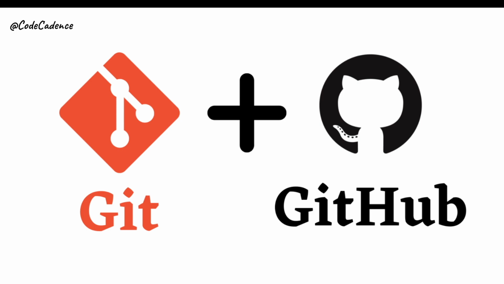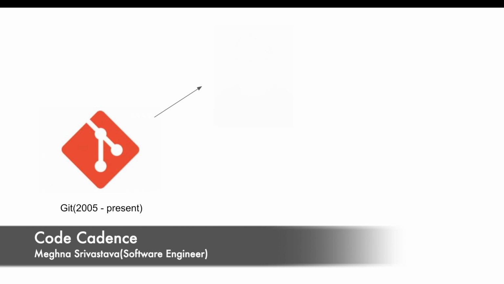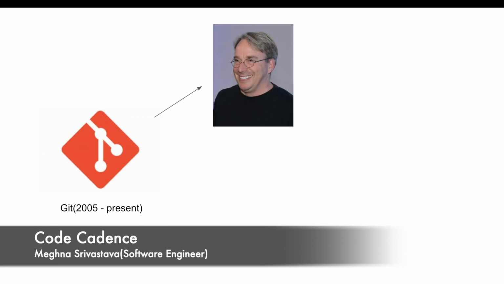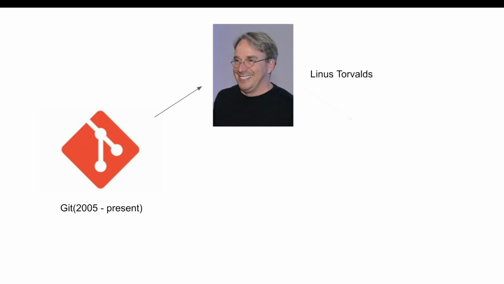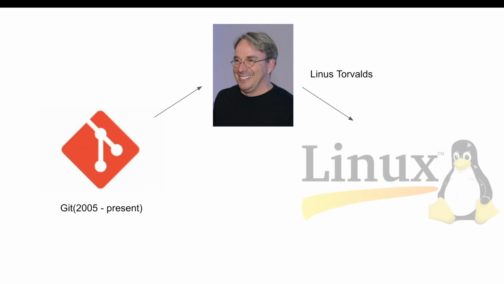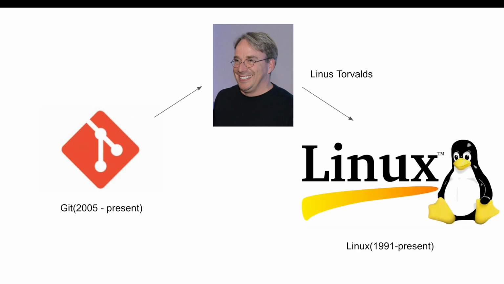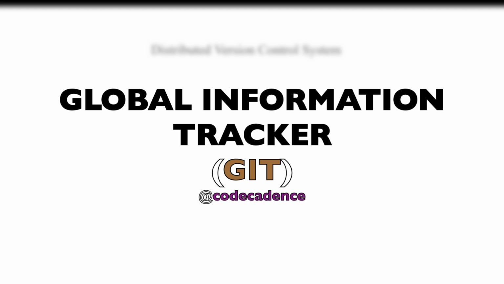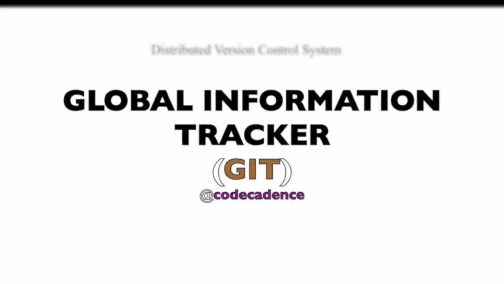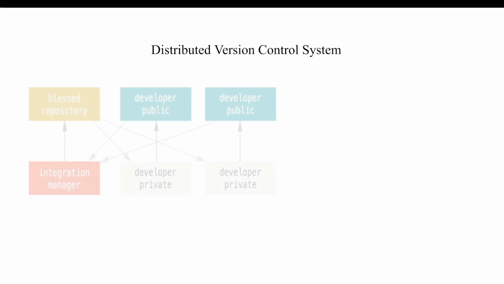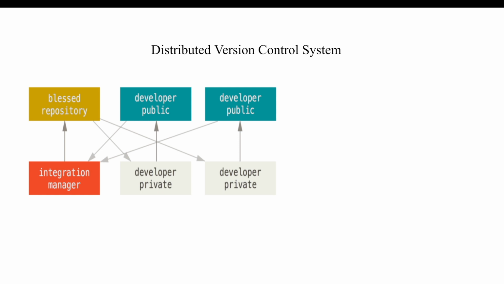In this tutorial on Git and GitHub, we'll be discussing Git, which was introduced in 2005 by Linus Torvalds, who created Linux, the operating system, in 1991. Git is basically a distributed version control system. What does that mean? It means that every developer working on a project has a copy of the entire repository, including all of its history.